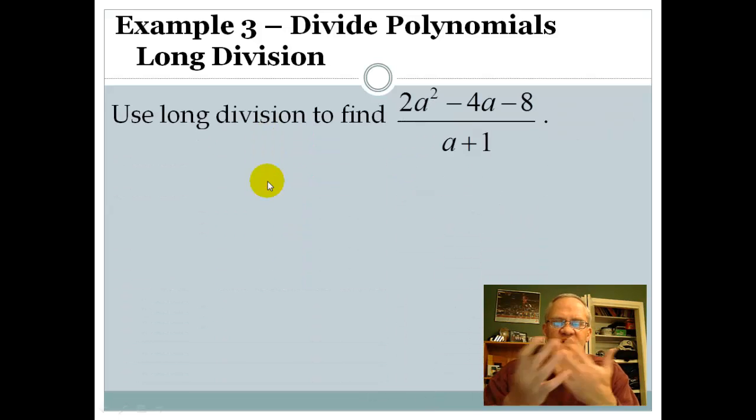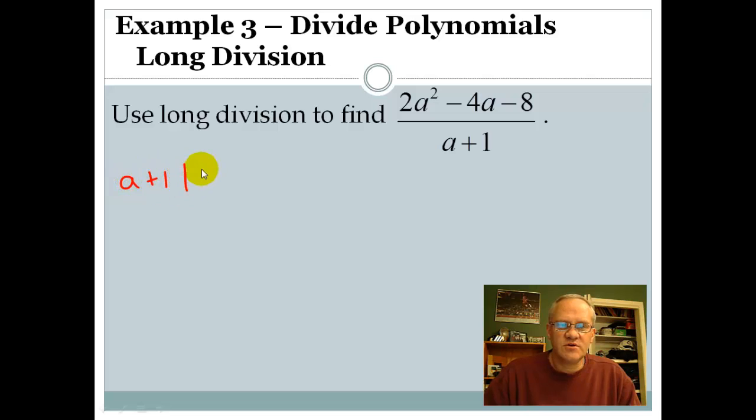Ooh, okay, look at this. Here's another way that you might be given a problem like this where you're dividing polynomials. It really is the same exact thing we did before, except instead of writing it out with the division sign, they put it in a fraction form. So all this means is this a plus 1 is going to be the term that goes out here, and what goes inside the box is the stuff on the top. So 2a squared minus 4a minus 8. Okay, so that's how we're going to set that one up when it looks like that.